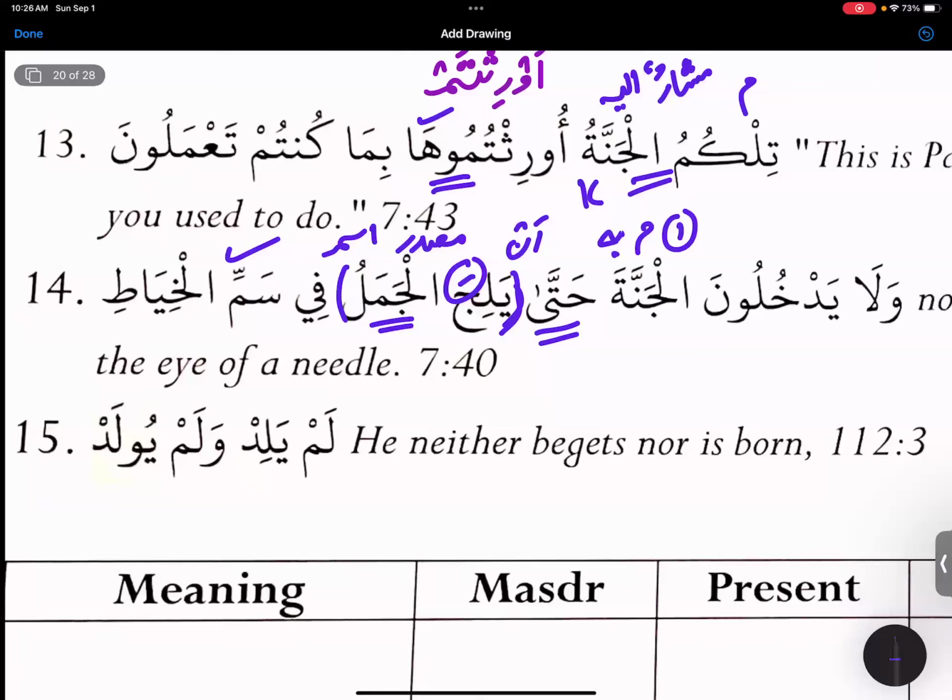Did you get it, Reshma? Alhamdulillah, sir. Now this doubt has come. Sir, we will consider this as jar. Yeah, exactly.